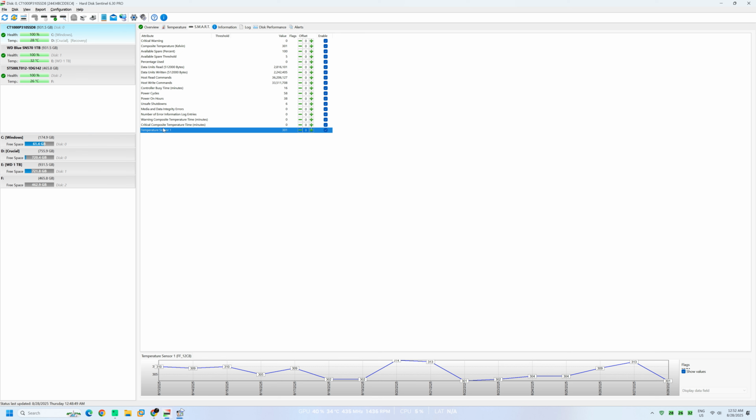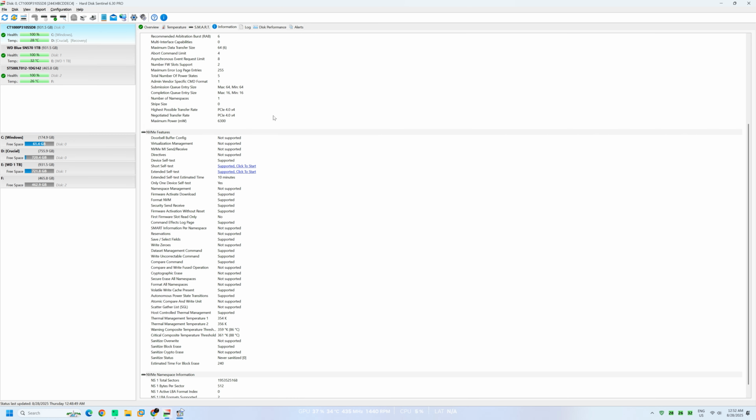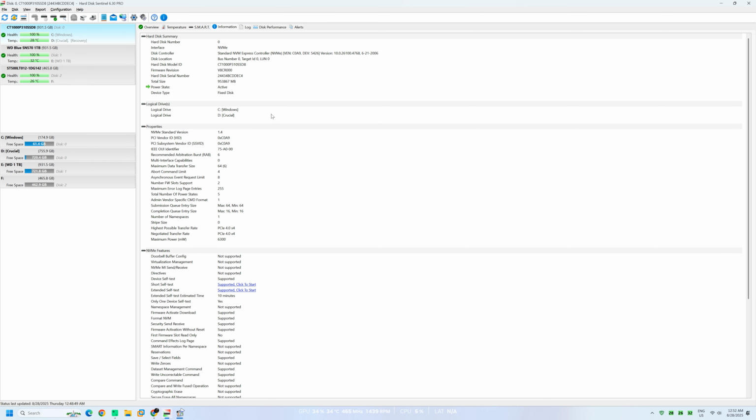Overall, if all of these values are normal, it means your drive is healthy and performing as expected. That's how you can read and understand S.M.A.R.T attributes for any HDD, SSD, or NVMe drive. Always monitor these values regularly to keep your data safe.